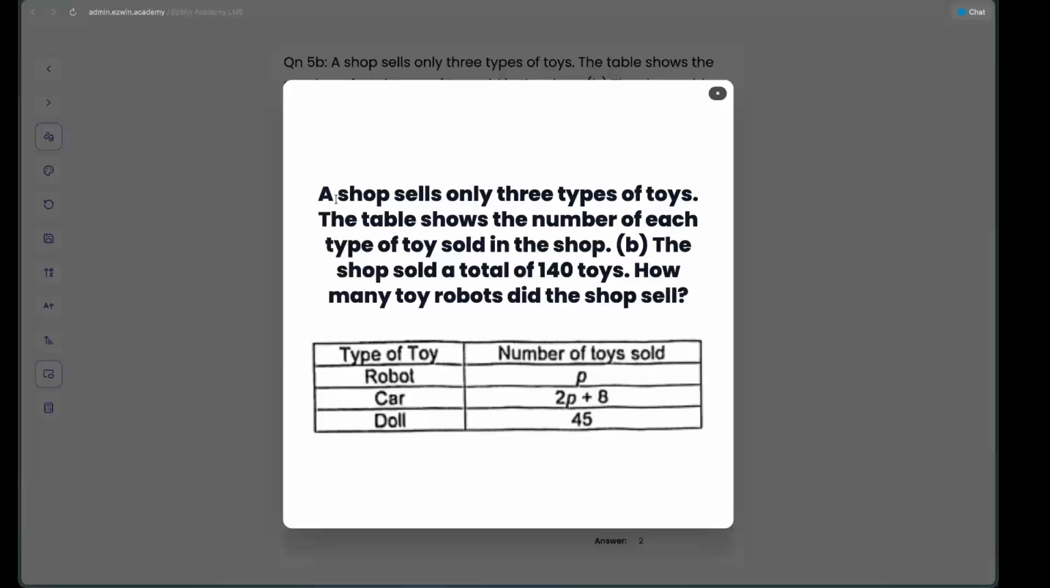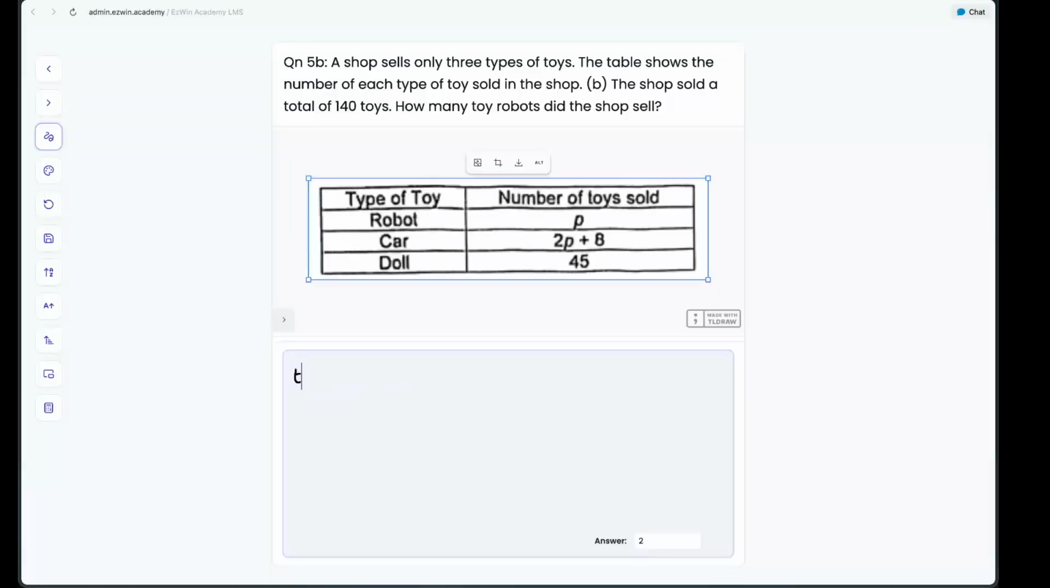Question 5, Part B. A shop sells only 3 types of toys. The table shows the number of each type of toy sold in the shop. The shop sold a total of 140 toys. How many toy robots did the shop sell? So total toys in terms of P is basically P plus 2P plus 8 plus 45.